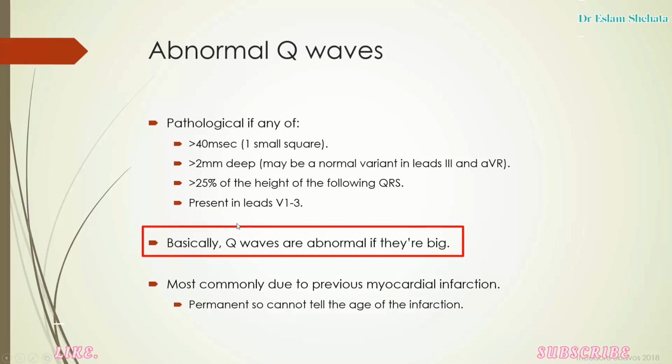If you see an abnormal Q wave, it's probably due to a previous myocardial infarction. That's a permanent change, so you can't tell the age of the infarction based on a Q wave. It will come on within the first few hours of a STEMI or a myocardial infarction, and it'll stay there permanently.